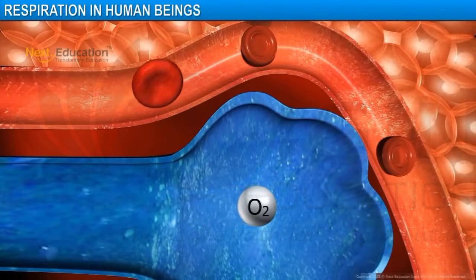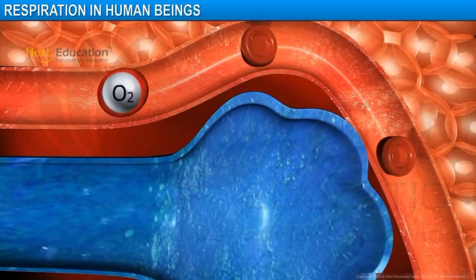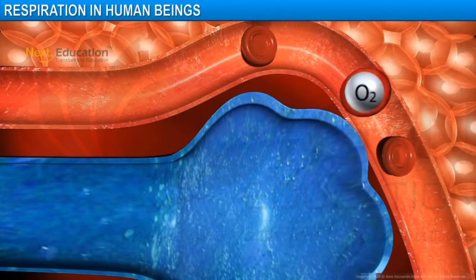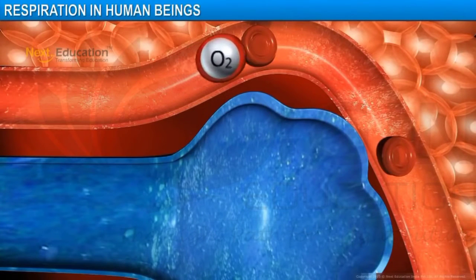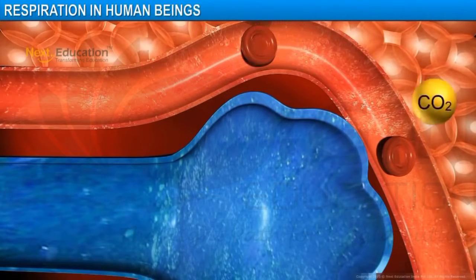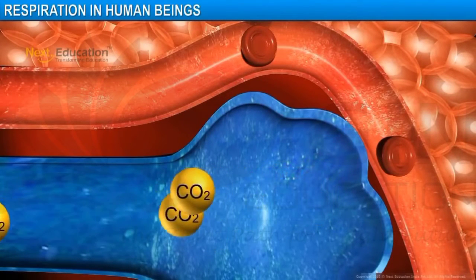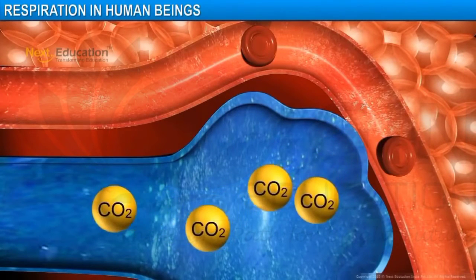The oxygen in the alveolar air is taken in by the red blood cells in the alveolar blood vessels. The oxygen in the red blood cells is then transported to all the cells in the body. The cells in turn release carbon dioxide, which diffuses into the blood and is then released into the alveoli.